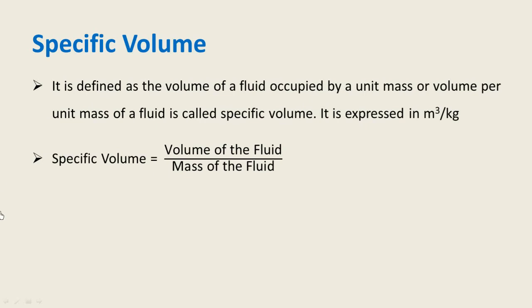So when you write specific volume equal to volume of the fluid by mass of the fluid, when you take volume of the fluid in the downward direction, what happens? 1 by mass of the fluid by volume of the fluid. But we know mass of the fluid by volume of the fluid is nothing but rho. So that gives me specific volume equal to 1 by rho. So the specific volume and density are inversely proportional.